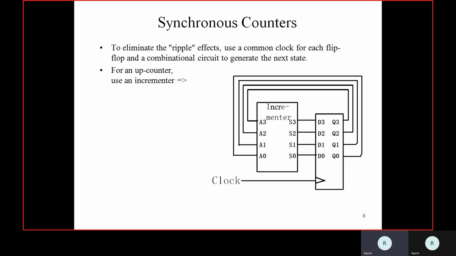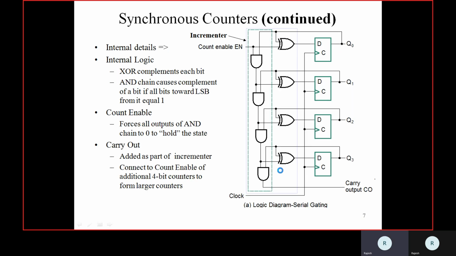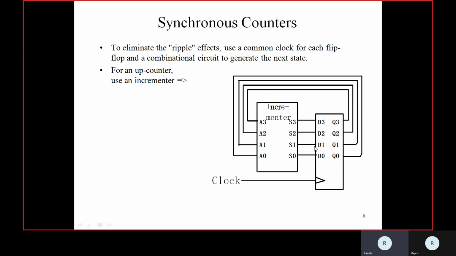So here we want to eliminate the effect of ripples. So we are using a common clock for each flip-flop, and we want to generate a combinational circuit to generate the next state. For an up counter, you can use an incrementer, which generates the next state. The right side diagram represents 4 D flip-flops, D3, D2, D1, D0, and corresponding outputs Q3, Q2, Q1, Q0.